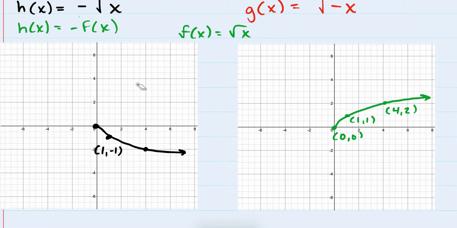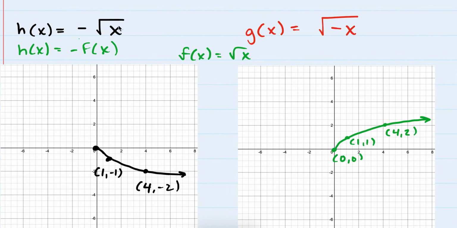Let's double check some of these points here. If I plug in 1 into my function, I get the square root of 1, which is 1, multiplied by a negative, I get negative 1. If I plug in 4, the square root of 4 is 2, and then the negative makes it a negative 2.